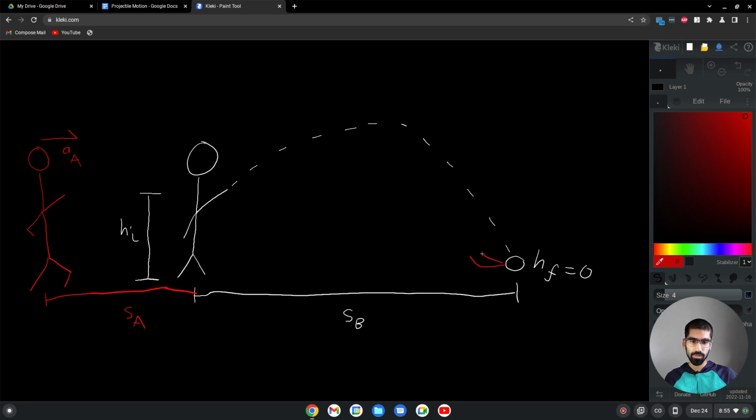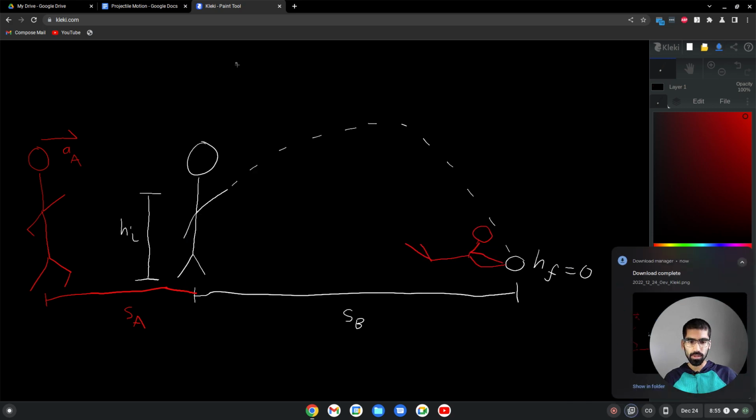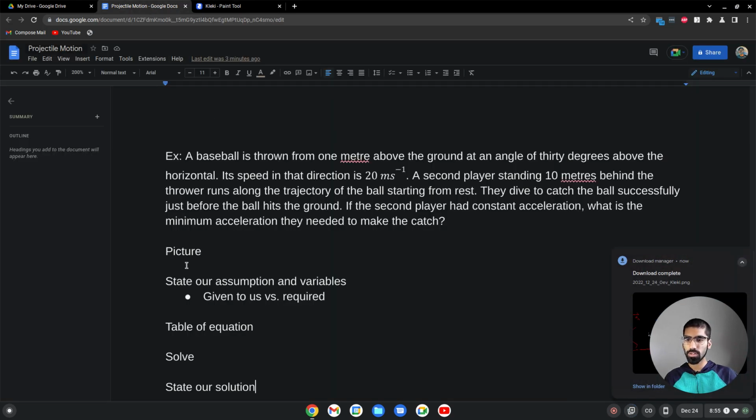So they dove in heroically and got the ball right before it hits the ground, when the final height is about 0. So here's our situation. Let's take this image and move it over here.